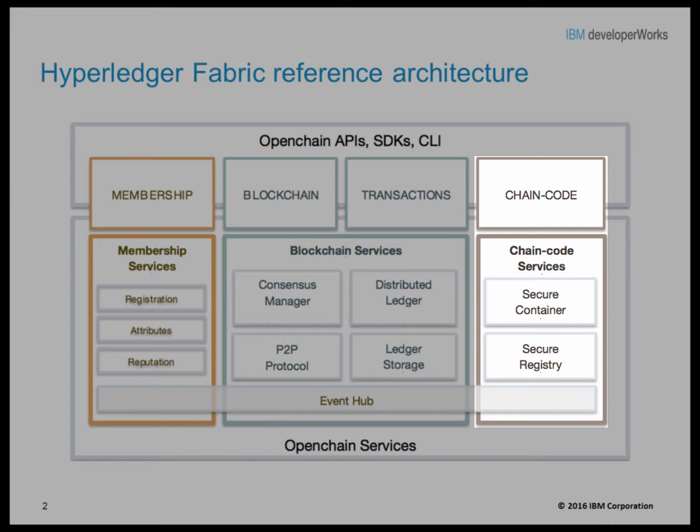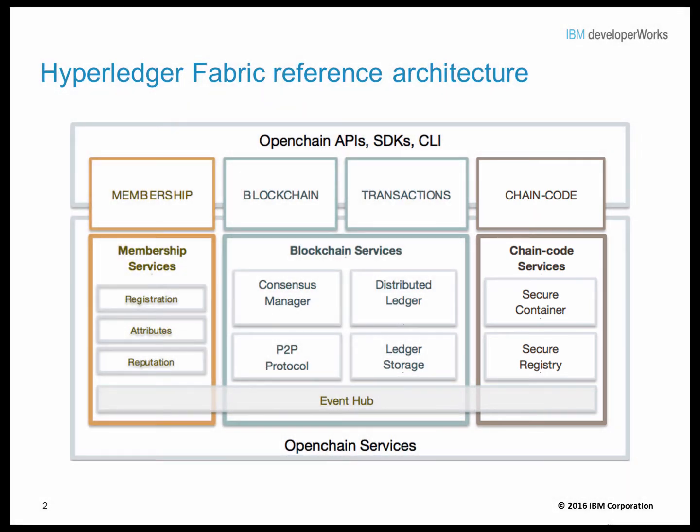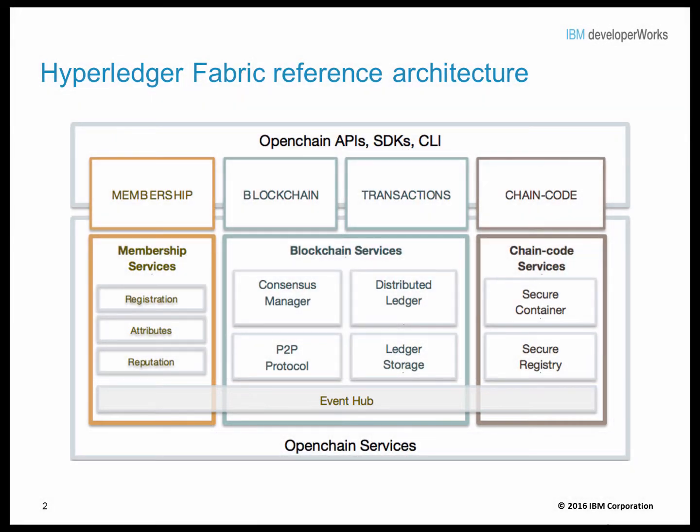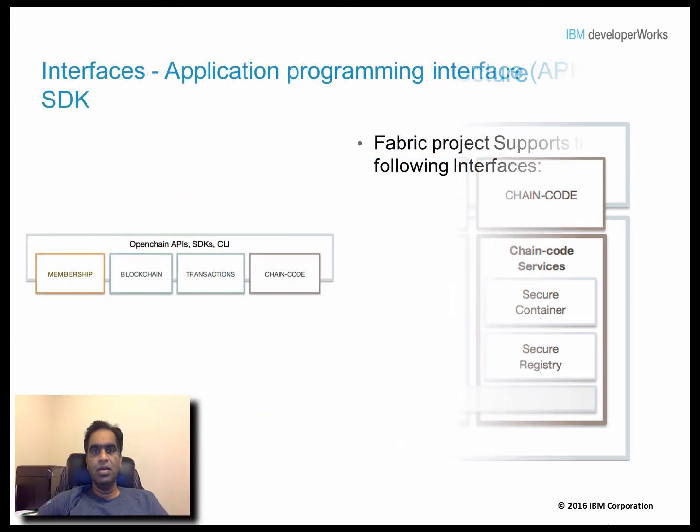All the components in these categories emit events on the blockchain network that may be listened for and acted upon. Event Hub captures all those events. Hyperledger Fabric also has different types of interfaces to interact with these categories. These interfaces include APIs, CLIs, and SDKs. Next, we will be talking about each of these interfaces.